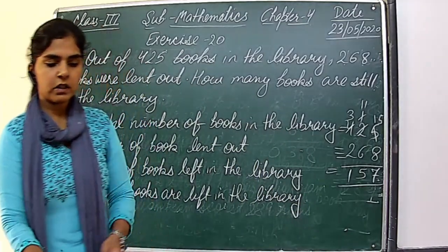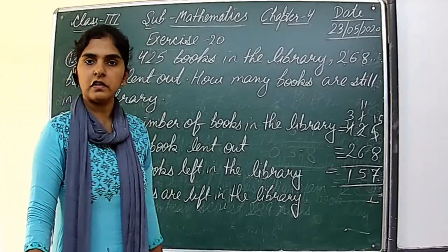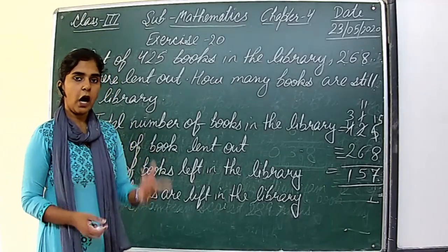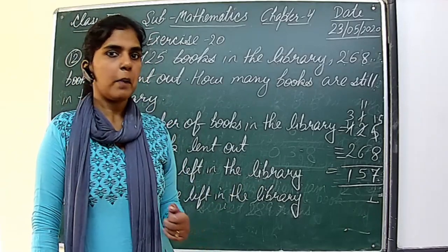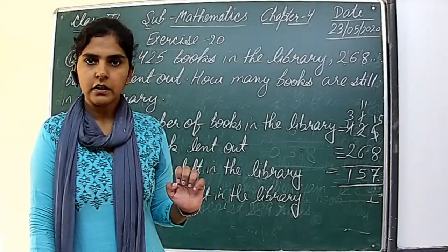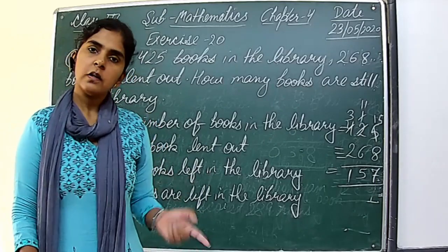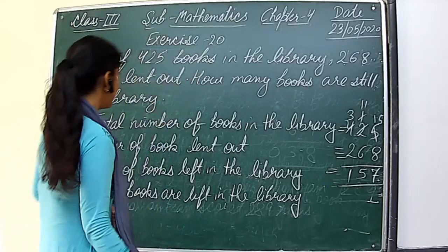Now question number 13. By how much 400 greater than 307? If I will ask you the question, by how much 10 is greater than 6? What will you say? You will say, ma'am, answer is 4. Right? So how you know the answer? By subtracting 6 from 10. Similarly, we will do the question. Okay, so let's start.